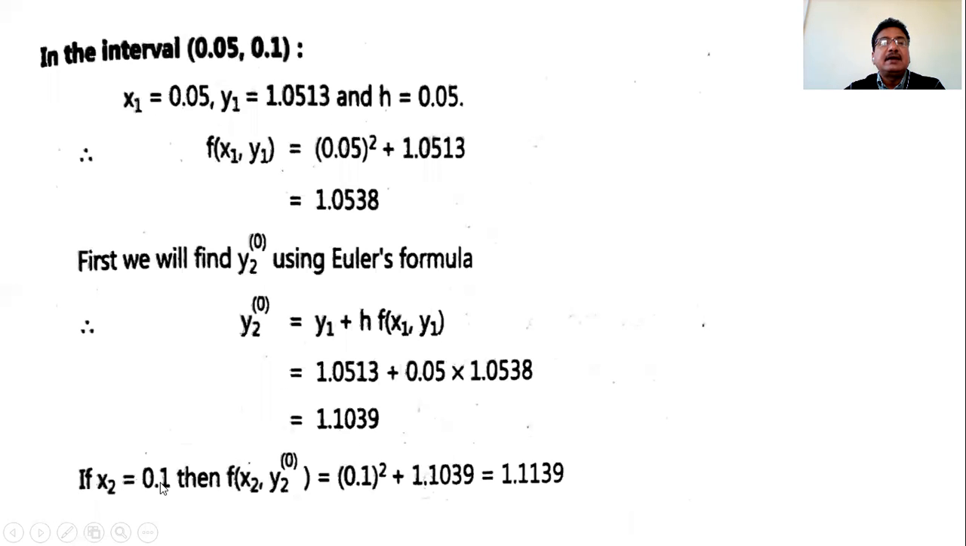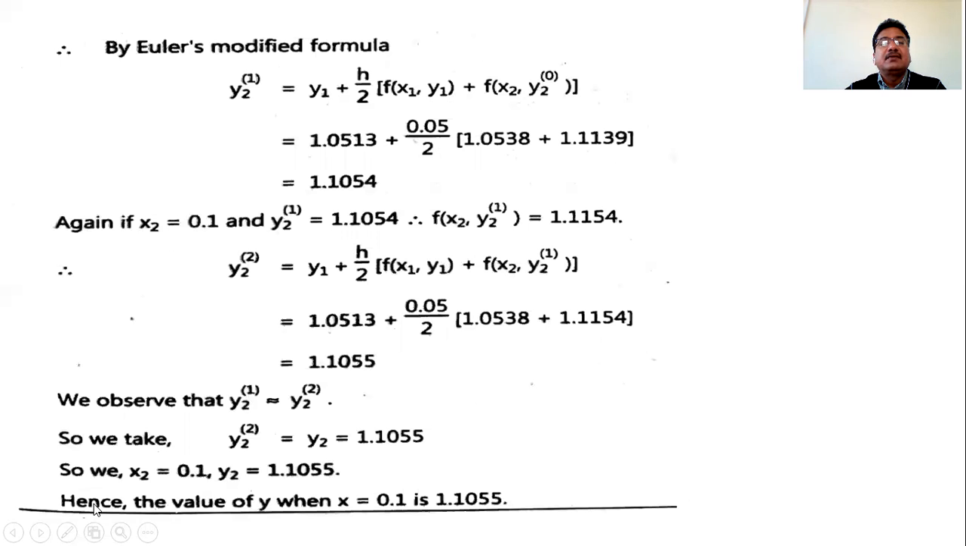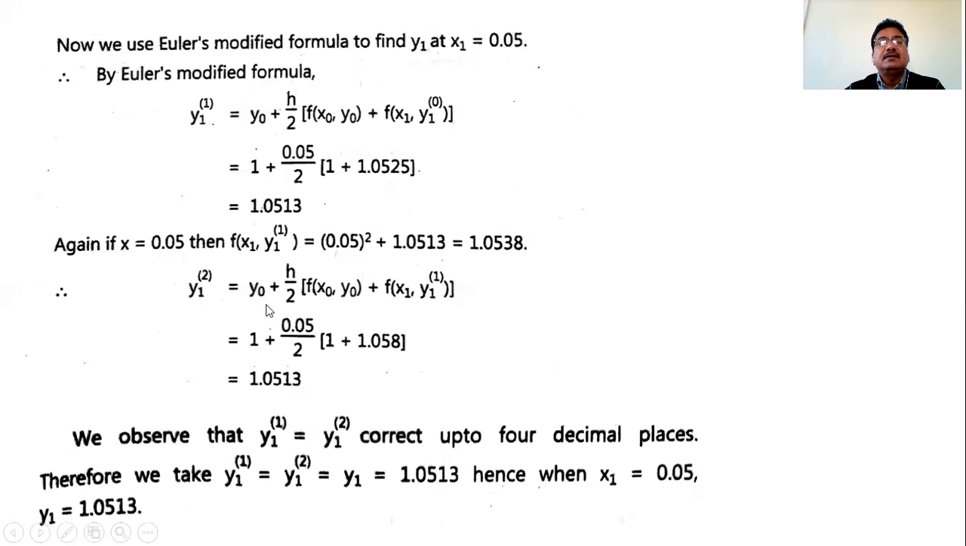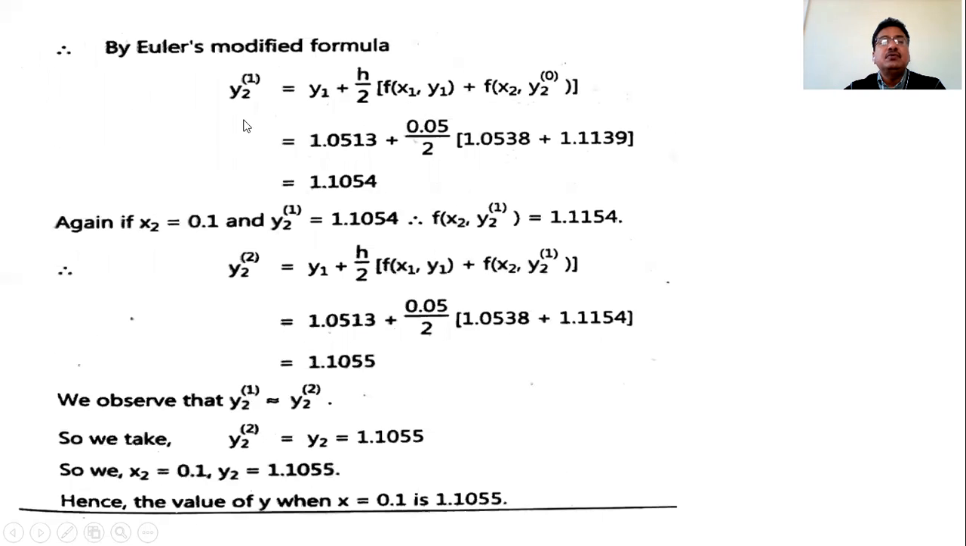This is y1, and this is the value of what? The value of y1 1. We have to find y1 2. So what is y1 2? x1 is this, y1 is this, and h is 0.05, and then f of x1 y1 is this, and then by Euler's method y2 0 is what? y1 plus f of x1 y1, we have this value y2 0, and then y2 1. y2 1 is what? y1 plus h by 2 f of x1 y1 plus f of x2 y2 0.